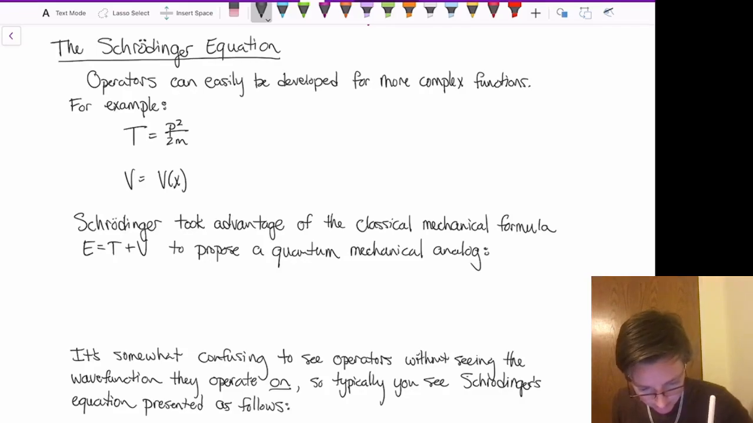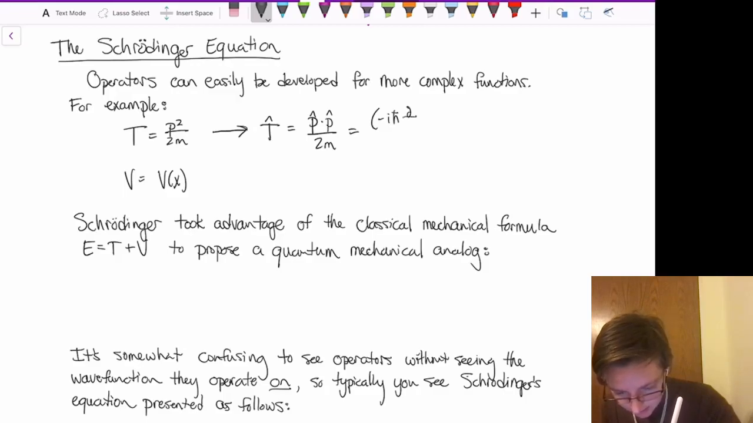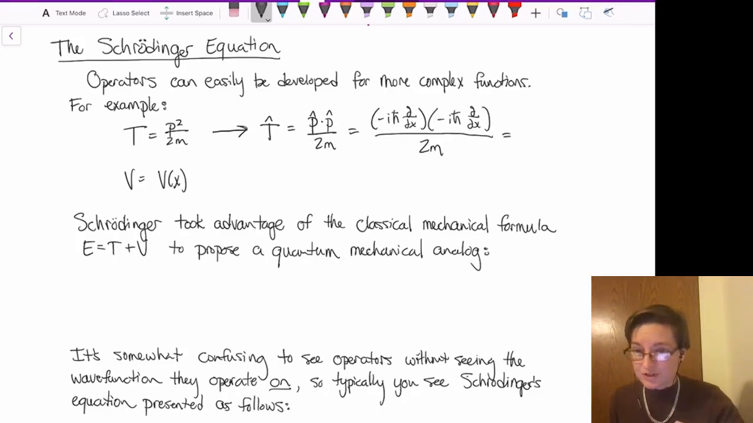kinetic energy. Well, if T is equal to p squared over 2m, that means that T hat is going to equal p hat times p hat divided by 2m. And that means if I substitute in each of my operators, negative i h bar d by dx, second time negative i h bar d by dx divided by 2m, how this simplifies is, let's put together all of our constants. We're going to have negative i squared h bar squared over 2m.